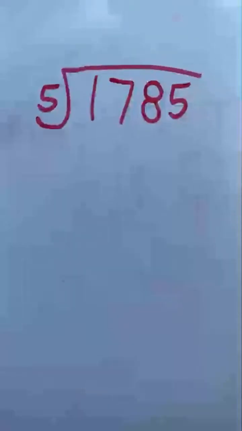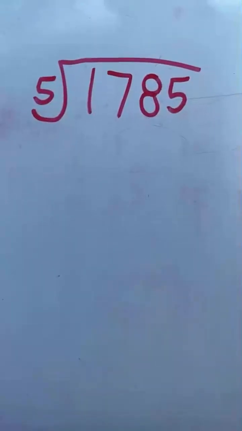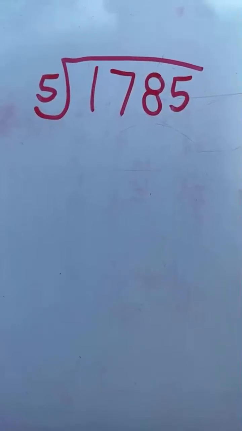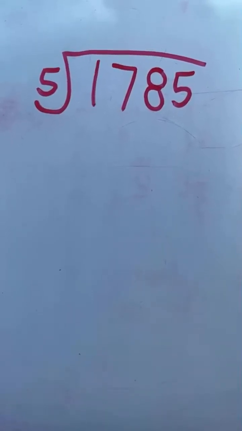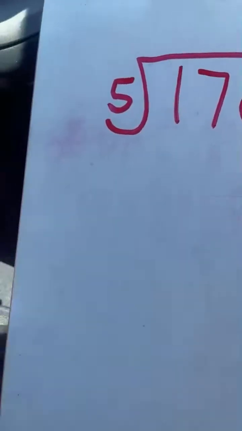Next example problem. 1,785 divided by 5. So step 1, we look for the digit within the digit. Only rule is the number inside the square has to be equal to or bigger than the number outside the square. So for this problem, we cannot start out with one digit by one digit division because 5 is bigger than 1.